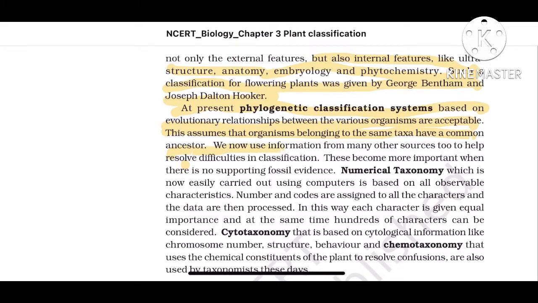We now use information from many other sources to help resolve difficulties in classification. This becomes more important when there is no supporting fossil evidence. Numerical taxonomy, which is now easily carried out using computers, is based on all observable characteristics. Numbers and codes are assigned to all the characters and the data are then processed. In this way, each character is given equal importance and at the same time, hundreds of characters can be considered.